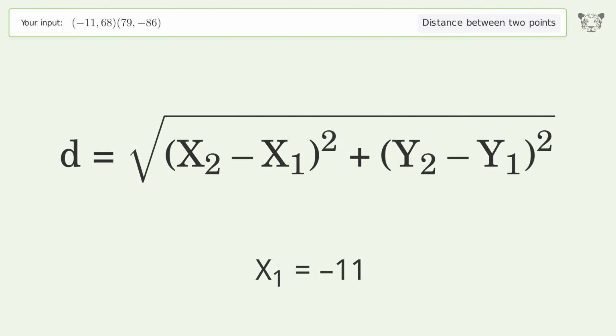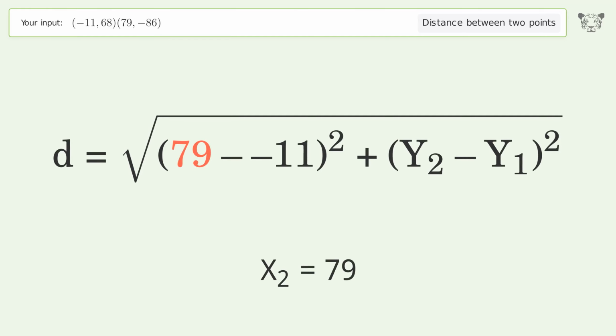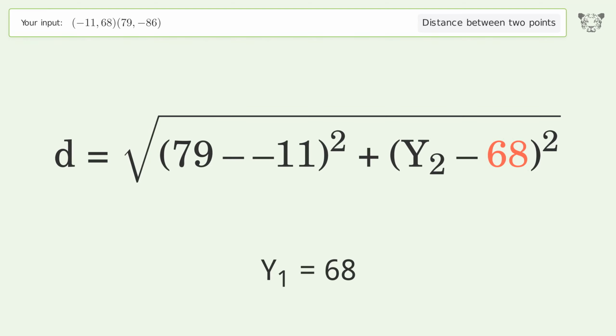x1 equals -11. x2 equals 79. y1 equals 68. y2 equals -86.